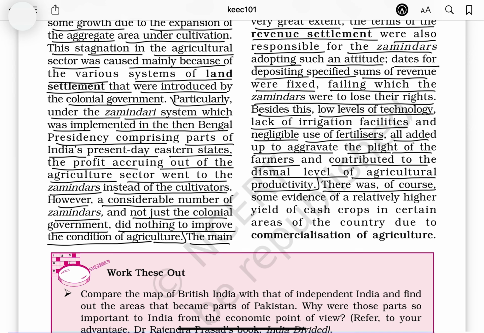There was, of course, some evidence of a relatively higher yield of cash crops in certain areas of the country due to commercialization of agriculture.